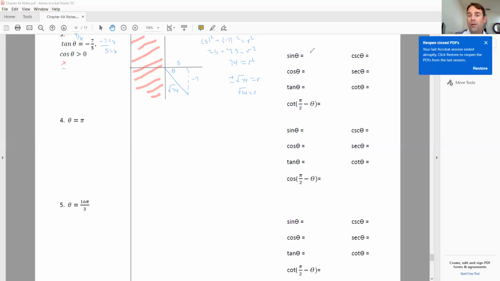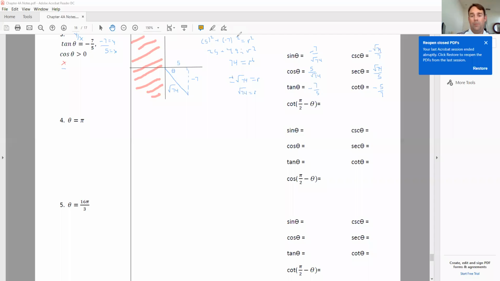And now it's just a matter of doing our ratios. So y over r, and then reciprocal. X over r, and the reciprocal of it. We were given this one, y over x, and we are going to take the reciprocal of it, -5/7.